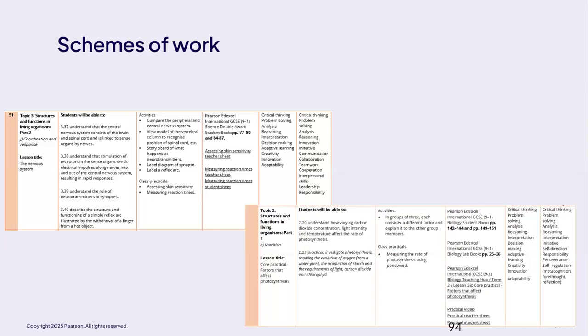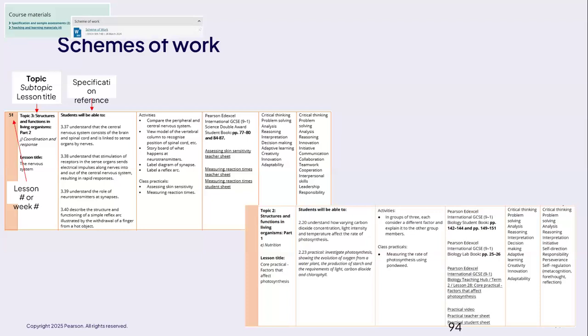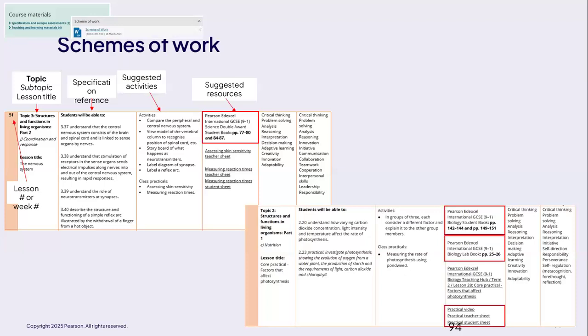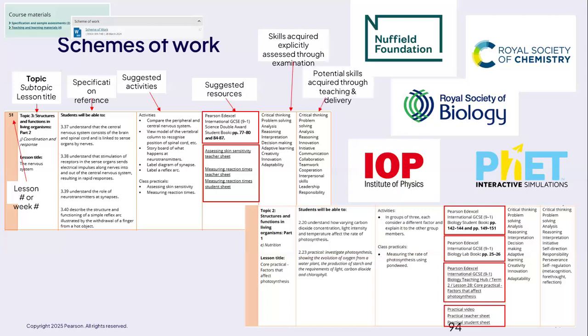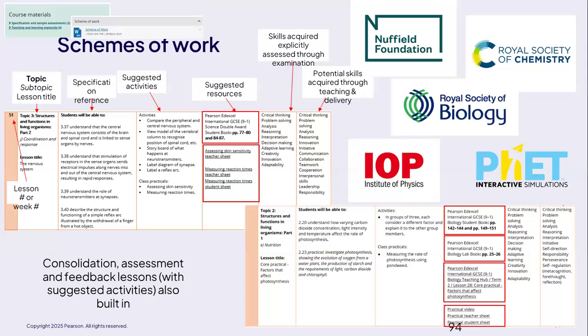So more examples from the scheme of work show you how you can use them. It's got the topic subtitle, specification reference, suggested activities, suggested resources, linked to various external resources that are produced that can be used to teach GCSE biology, the skills that are required that can be assessed, and then additional skills that can be acquired through the teaching and delivery. And then it's got consolidation, assessment, and feedback lessons also built into the scheme of work.